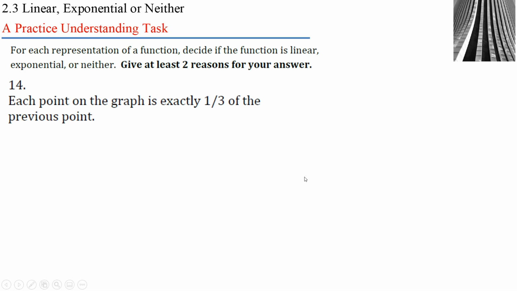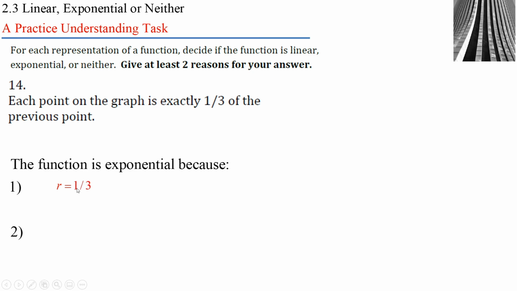Number 14. Each point on the graph is exactly 1/3 of the previous point. Well, points on a graph, those would be measuring my outputs. And if every point is 1/3 of the previous point, don't I have a common ratio? So I'm going to say the function is exponential because the common ratio would be, well, I'm going to multiply by 1/3 every time. 1/3. Now, if I graph this situation, I'm going to show a graph that will have exponential decay.